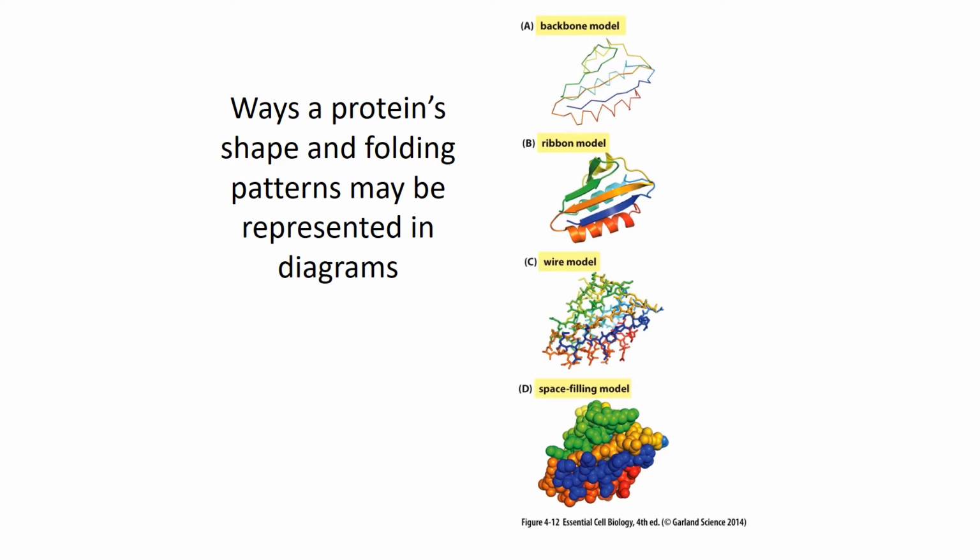There are different ways that diagrams will represent the shape of a protein and its folding patterns, depending upon what parts of the protein and what aspects of the folding patterns you're most interested in. So you can see the examples to the right of this slide.